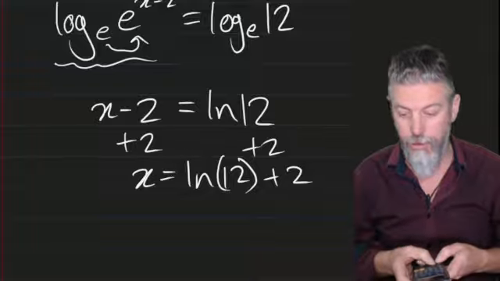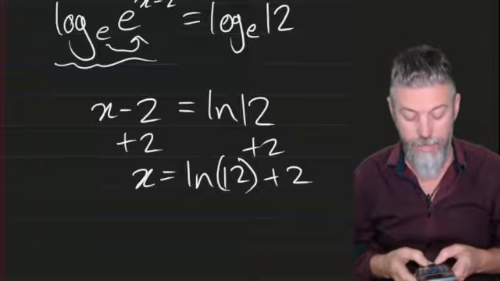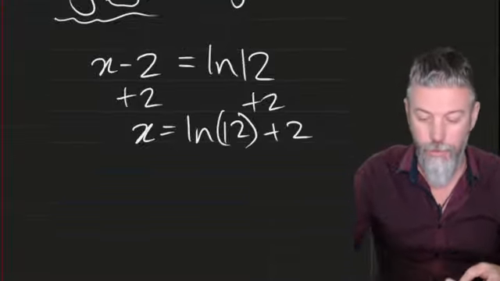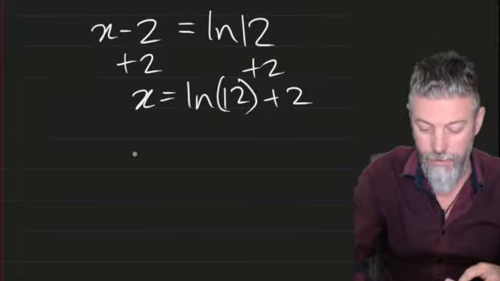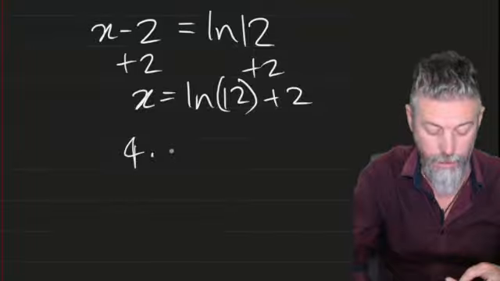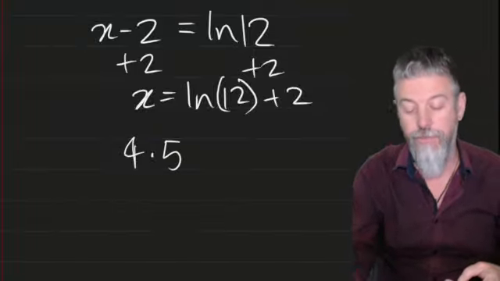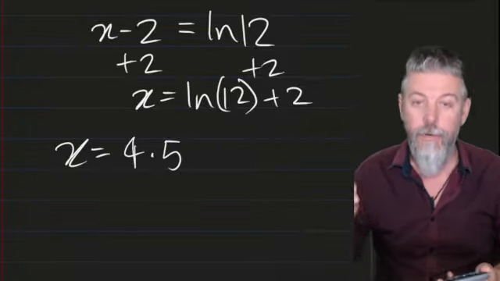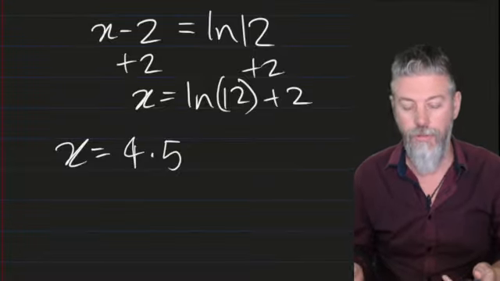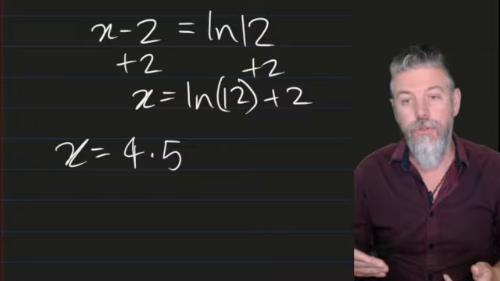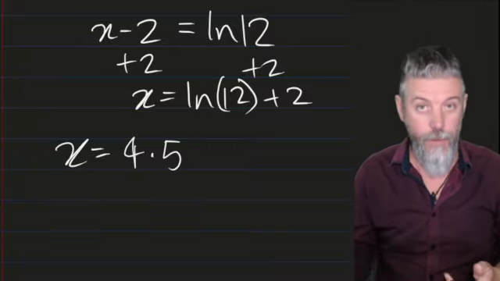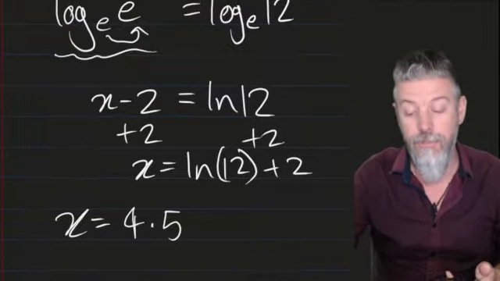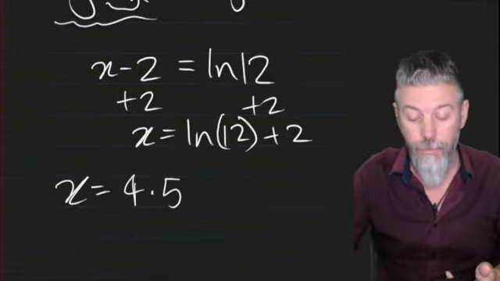So if we do ln 12 and then we add 2 to our answer, we get 4.484. We wanted two significant figures, so 4.5 is fine for us. X equals 4.5. Now, sometimes when you check an answer to an equation, you put it back into the equation, you watch it work, and that sometimes makes more sense for you. So can we put our answer back in?